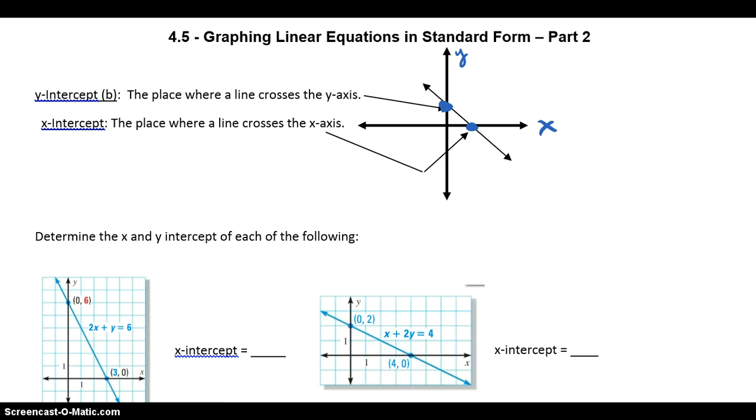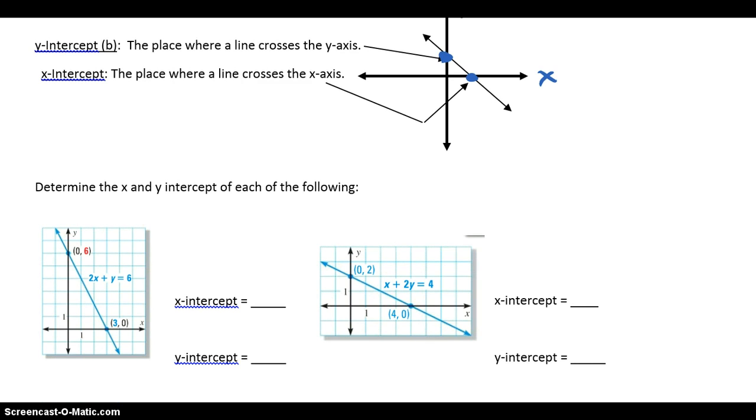So looking down here at the next questions, it says determine the x and y-intercept of the following. So the x-intercept, remember the x-intercept is where it crosses the x-axis. So looking at this line, that's the point 3, 0. So the x-intercept is 3. Keep it simple. Y-intercept, here's the y-axis. Where does it cross? At 6. Look at the point, 0, 6.